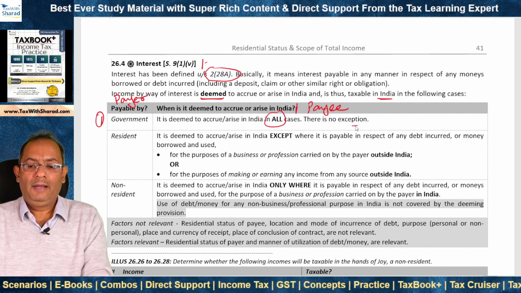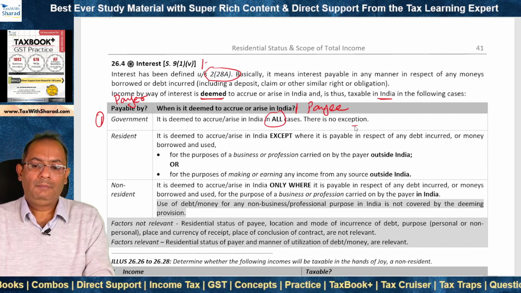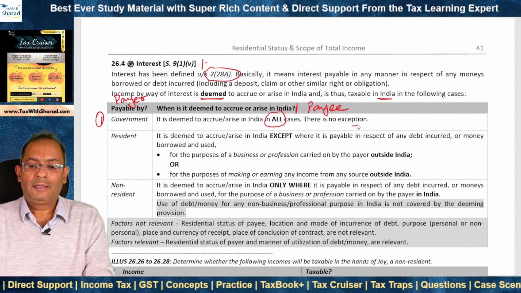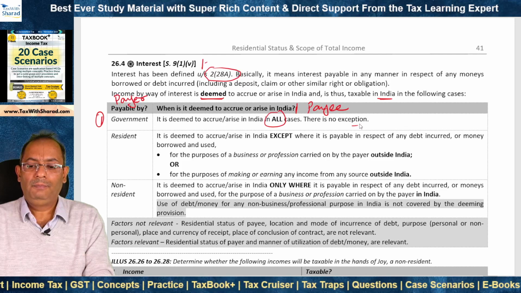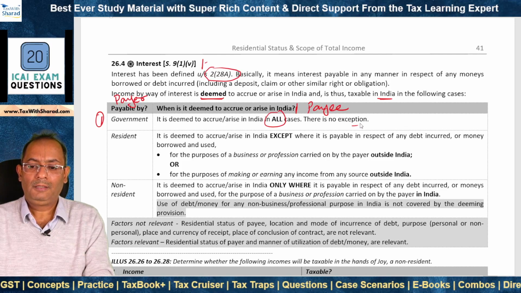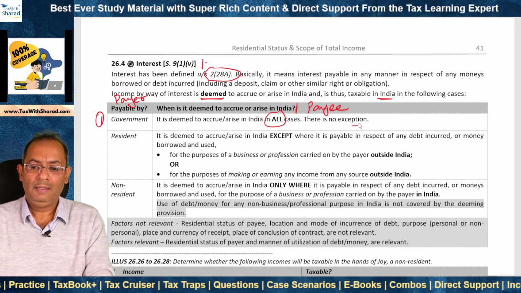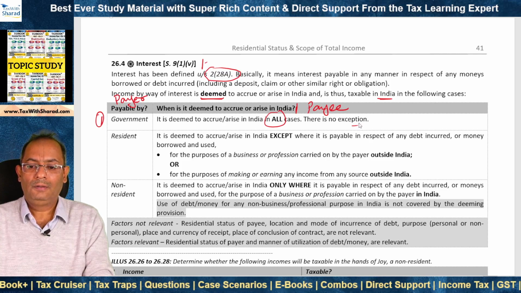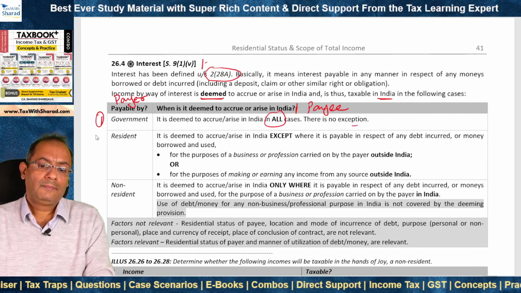So wherever we find in the question that the interest is payable by the government, then the interest will be taxable in the hands of the payee in all the cases irrespective of the residential status of the payee. Whether the payee is a resident or a non-resident, it doesn't matter.